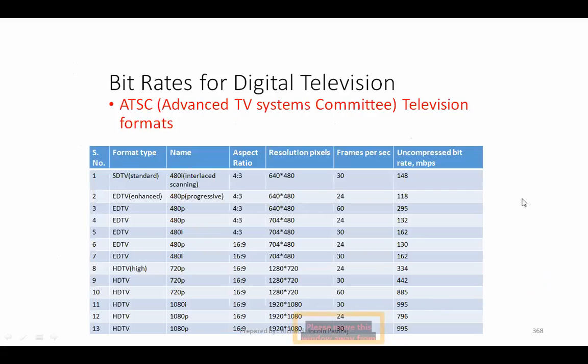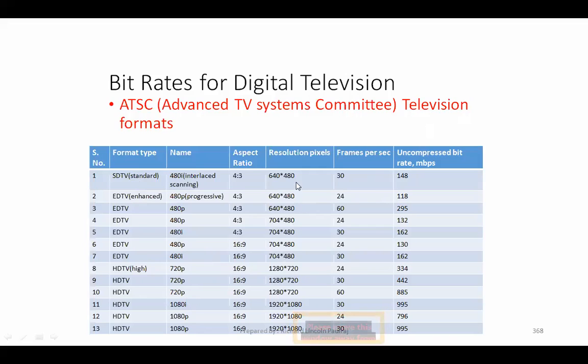Okay, so now you can actually check with the format. S is standard, E is enhanced, HD is high definition television, H is high. So you can see that the aspect ratio changes, and the pixels, 480p, 720, 1080.